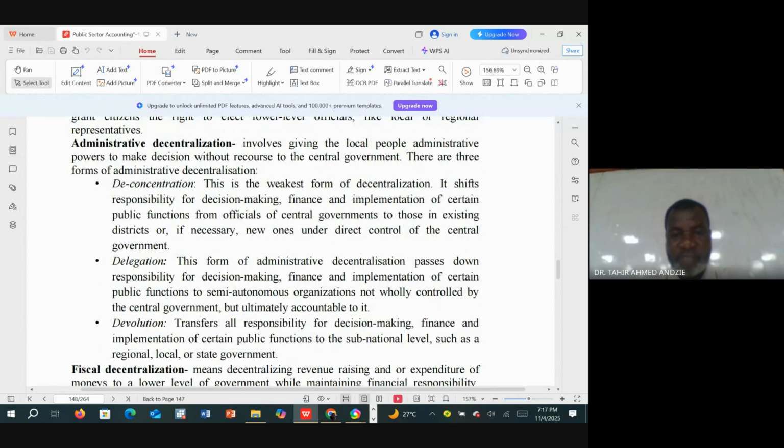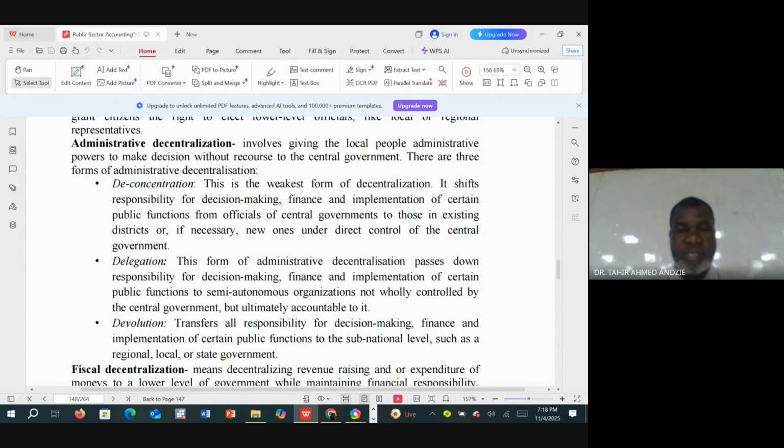deconcentration. This is the weakest form of decentralization. We say it is the weakest form because more or less the powers to take decisions are not given 100% to the local government. So more or less the central government influences a lot of things. It shifts responsibility for decision making, finance, and implementation of certain public functions from the officials of the central government to those in existing districts, or if necessary, new ones under direct control of the central government.